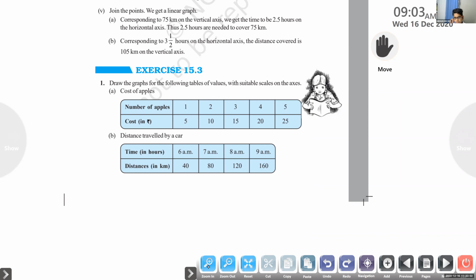We don't need to draw the distance travelled. What, Mithun? Nothing, ma'am. Write the first question. Ma'am, for B also we have to write distance travelled by a car. No, after drawing the first one, we will do the second one. Okay, ma'am.